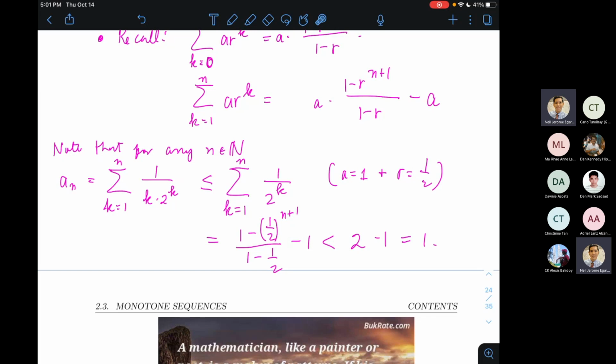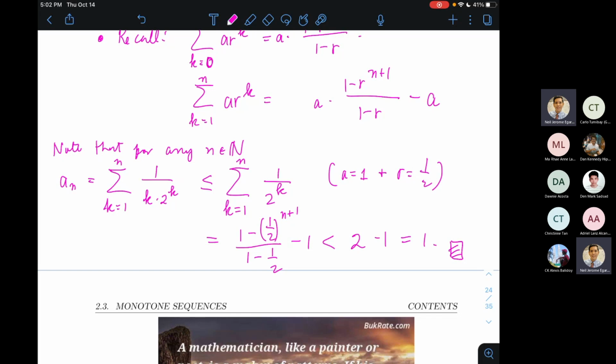And so by MCT, we can say that the sequence is convergent without even knowing kung saan siya nagko-converge. Ang alam natin, nagko-converge lang siya to some number. And in this case, it converges.